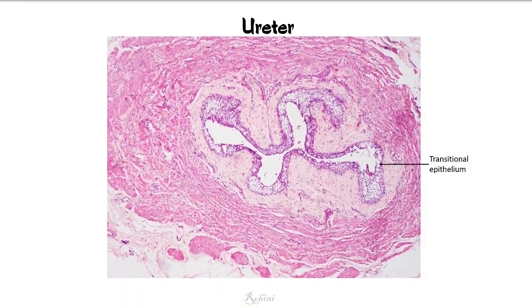In this slide, the key identification point is the transitional epithelium, also known as urothelium, with the topmost layer of umbrella-shaped cells. The function of urothelium is its ability to stretch and impermeability, acting as a defense mechanism. To differentiate it from urinary bladder, we can see the collapsed lumen of the tubular structure, the ureter.